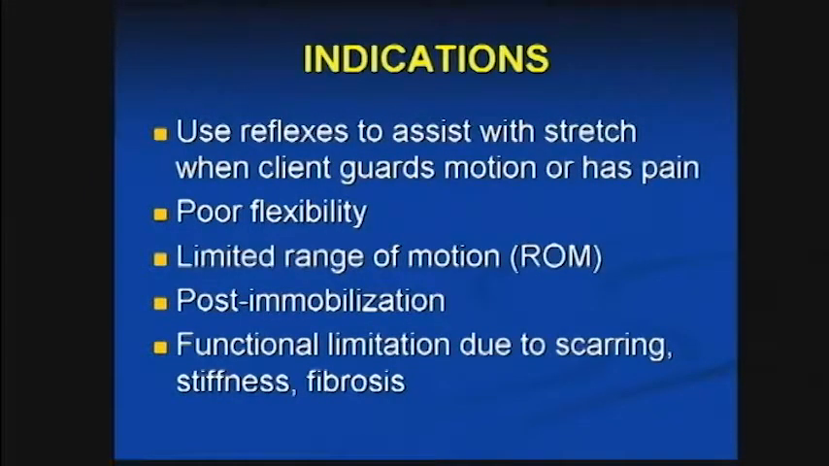So, of course, indications: they have limited range of motion, poor flexibility, they can't reach as far as they should. And it's really common if they've come out of a cast or a brace from an injury. Or even, most people don't think of immobilization. The person doesn't have to be in a brace or a cast to be immobilized. They might have just stopped moving that body part on their own because it hurt.